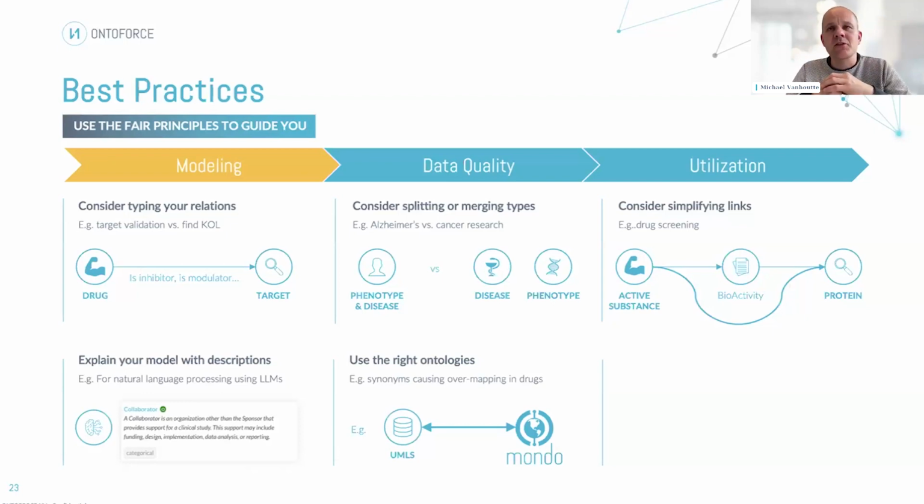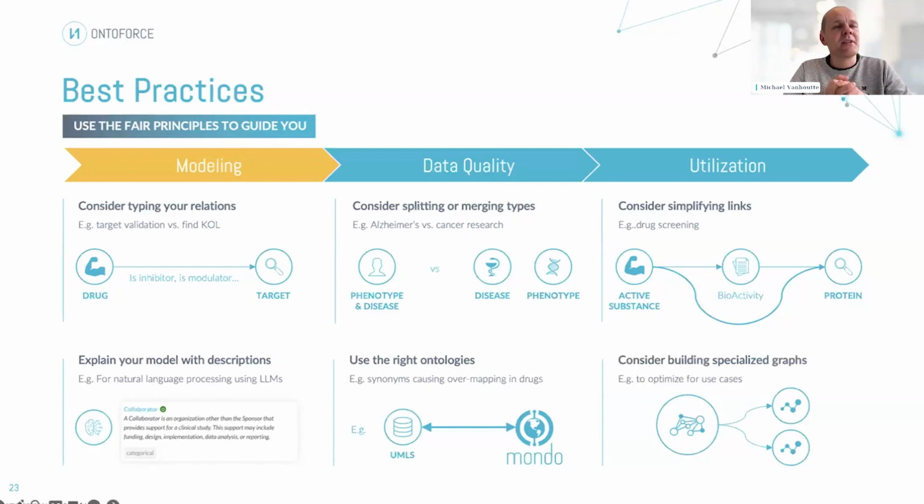Now, the example that I have here on the screen is for some of our customers, we switched from UMLS to Mondo as an ontology for drugs because we noticed that the synonyms within UMLS caused overmapping with drugs, leading to wrong conclusions in the ML analysis afterwards. So really pay attention to which ontologies you are using and make sure that you're using the right one for the use case that you have. So that really means that you have to look into what kind of granularity the ontology provides, and is that the right level of granularity that we need for the research that we are doing.